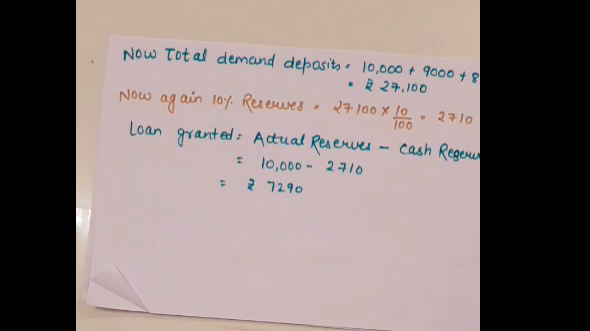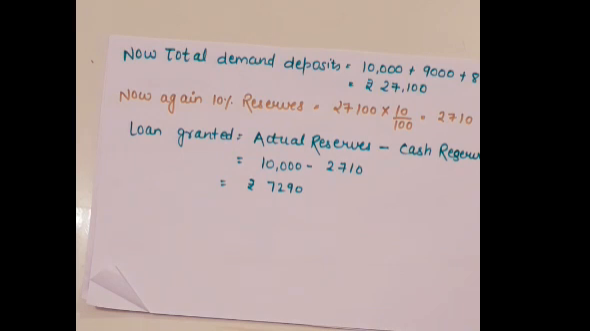Now total demand deposits, or we can say total financial liability of the bank, is equal to 10,000 initial deposits, 9,000 plus 8,100. These both are the secondary deposits. If you add them, you will get 27,100. So total financial liability or total demand deposits with the bank is 27,100. Now again, if the bank keeps 10% as the reserve, how much can it lend as a loan? 10% of 27,100 is 2,710. So this much amount can be given as loan amount.